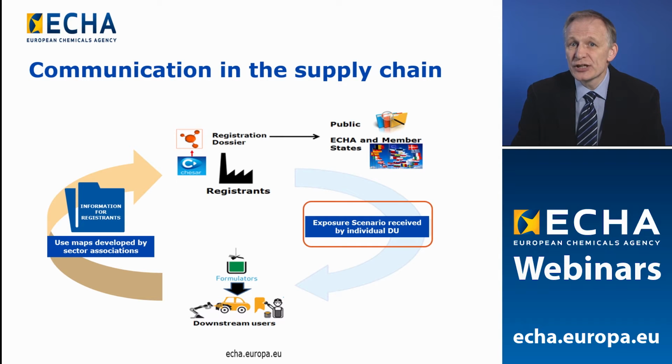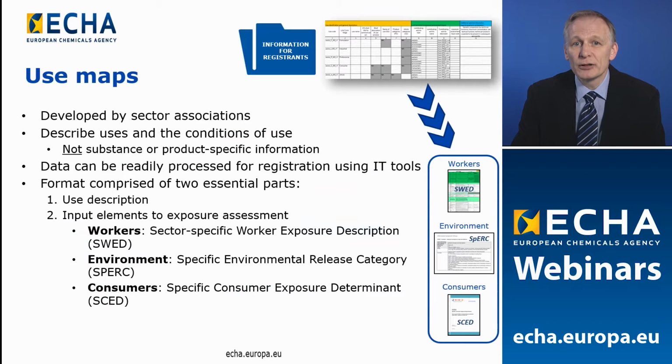This brings us to the information flow shown on the right-hand side of this illustration. Information drawn from use maps can help to provide meaningful and realistic information to a downstream user via the safety data sheet and the exposure scenario. So, in the next slide, let's remind ourselves of what use maps are.